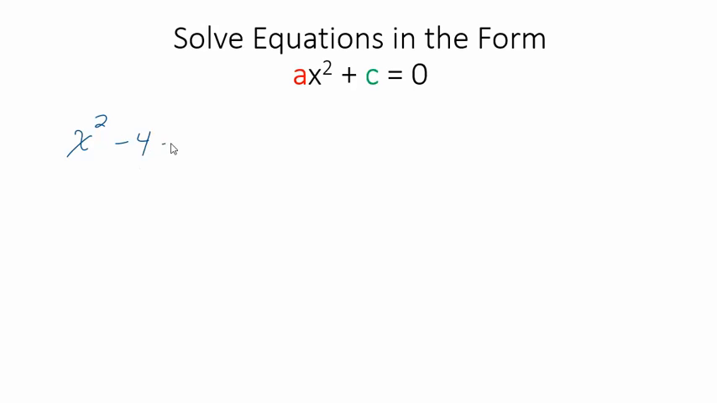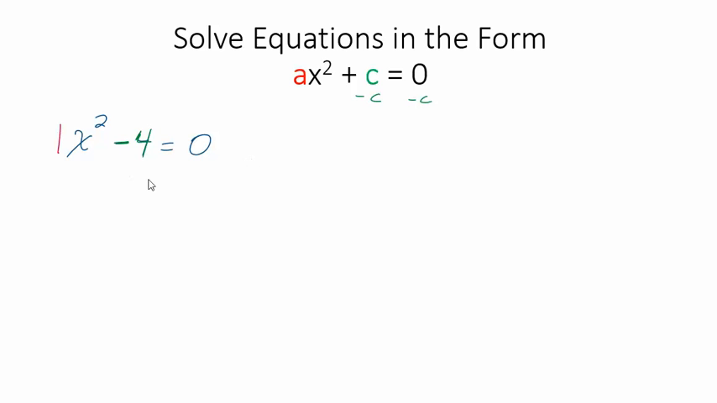x squared minus 4 equals 0. In this case, the a value is 1, and the c value is negative 4. Notice there's no b value here. Well, you may have learned certain techniques. You could use the quadratic formula on this. You could use factoring, and maybe I'll show factoring and the quadratic formula, but really the easiest thing to do for these kinds of problems is to subtract the c from both sides.